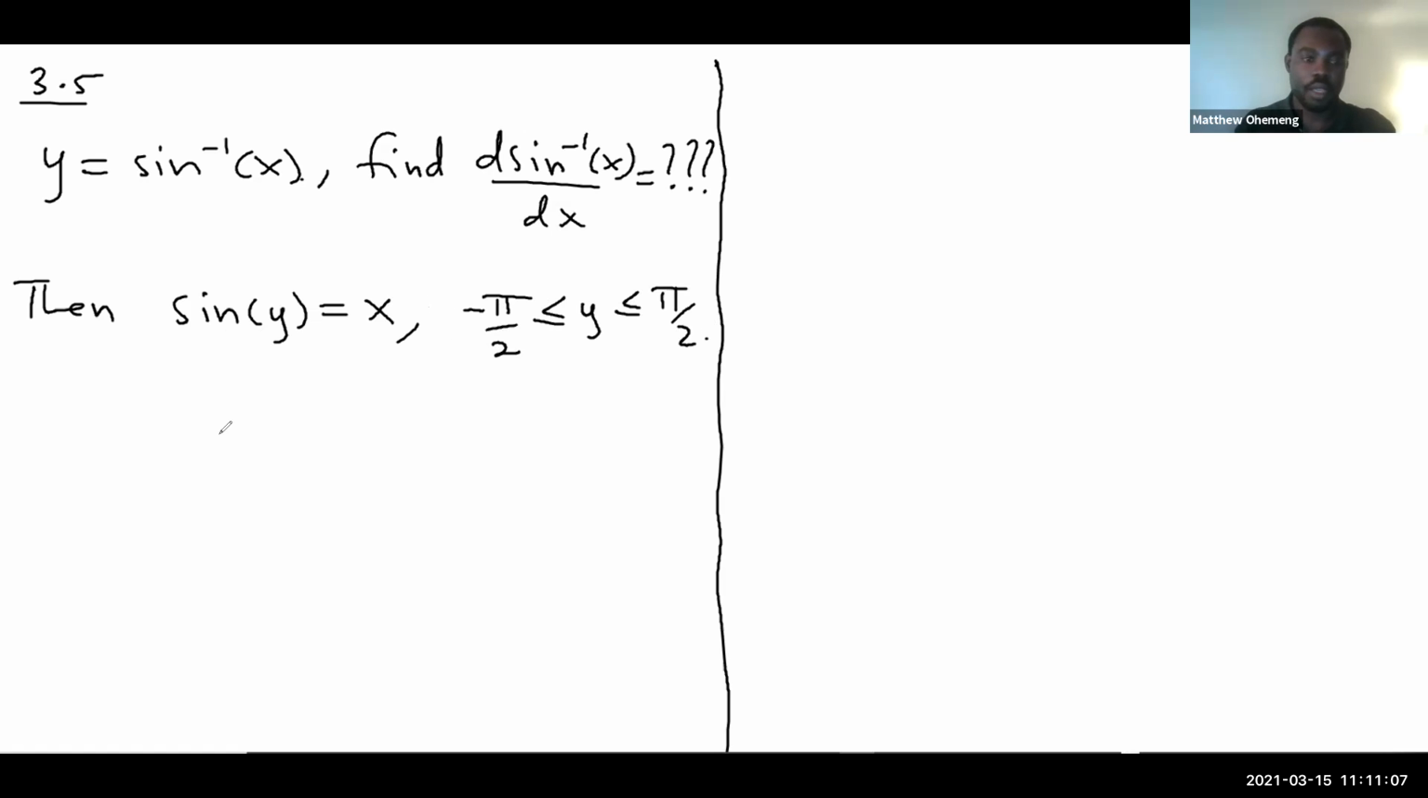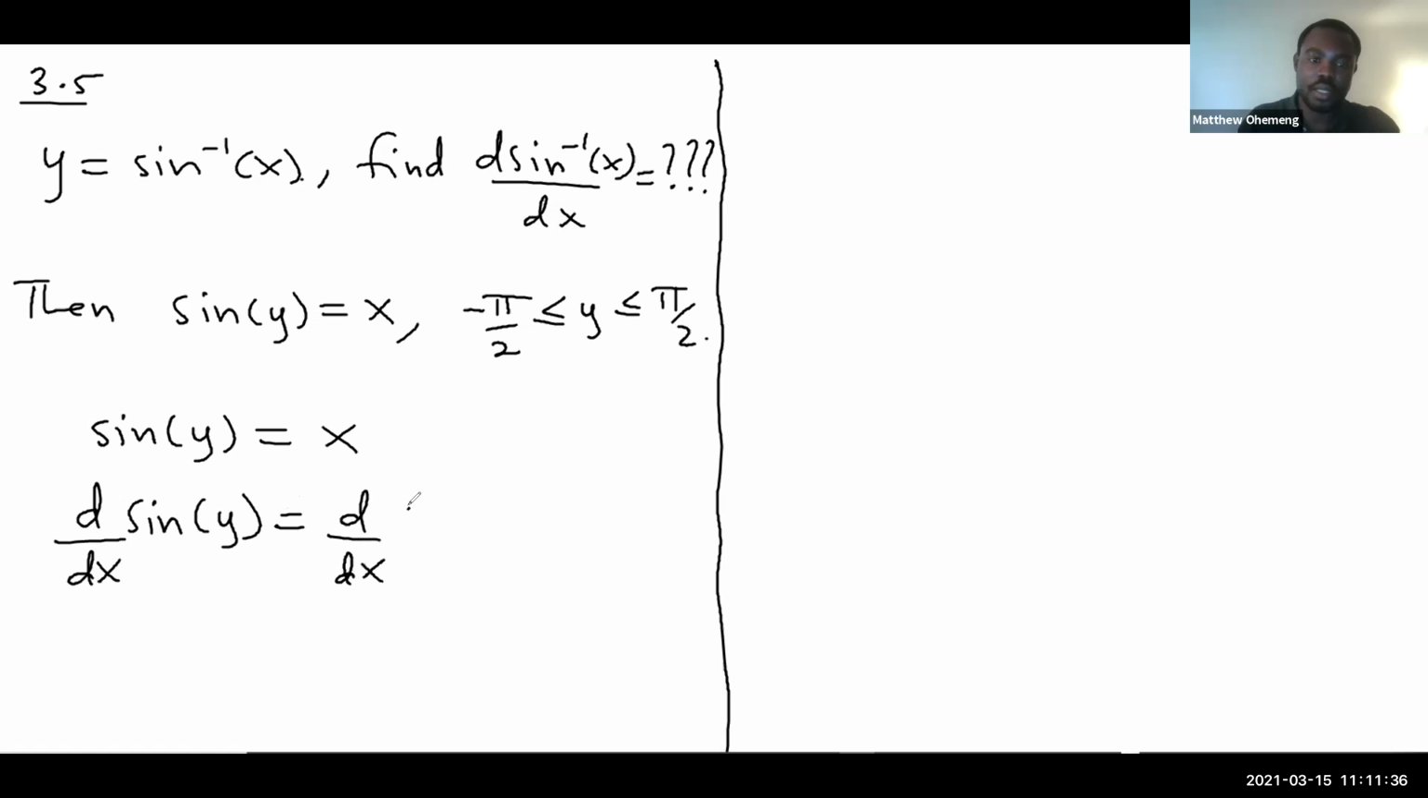Now that you have this, you have sine of y equal to x. This is an implicit equation, so you employ implicit differentiation to obtain the derivative. Let's try and find y prime. That's what you're trying to find. You're trying to find d over dx of sine inverse of x, which is the same as finding y prime when y equals sine inverse of x. So we do d over dx of both sides: d over dx of sine of y equals d over dx of x.